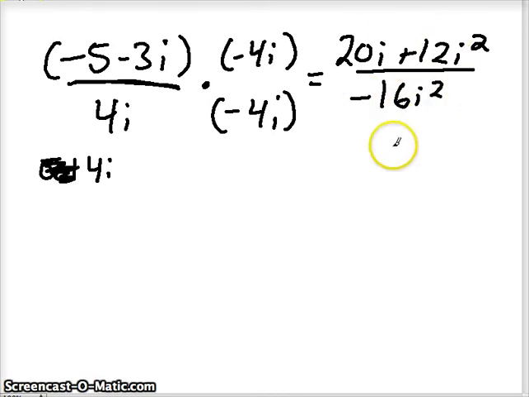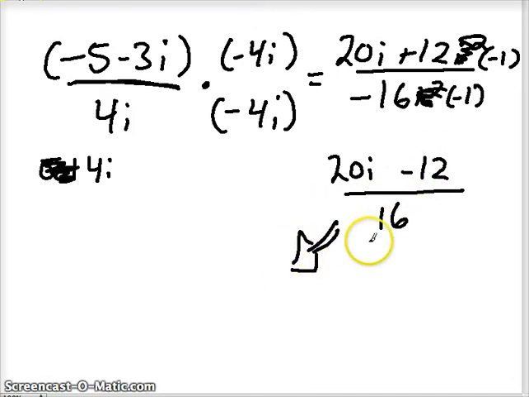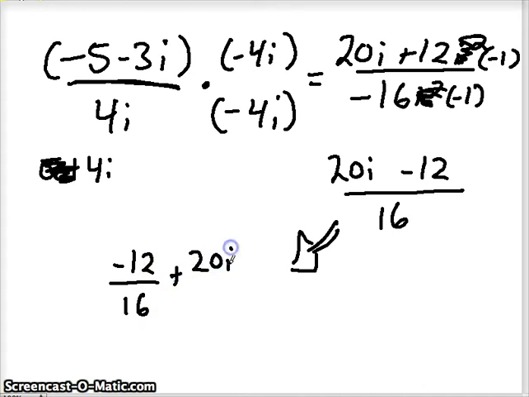Let's try and simplify this mess right here. i squared is really negative 1, right? So it's 12 times negative 1. That's negative 12. We've got that 20i in front still. And on the bottom again, i squared, that's negative 1. So negative 16 times negative 1 is positive 16. Alright, let's break this up into two fractions, write it in our standard form here. We've got negative 12 over 16 as our real number. And then we're going to have a positive 20i over 16.